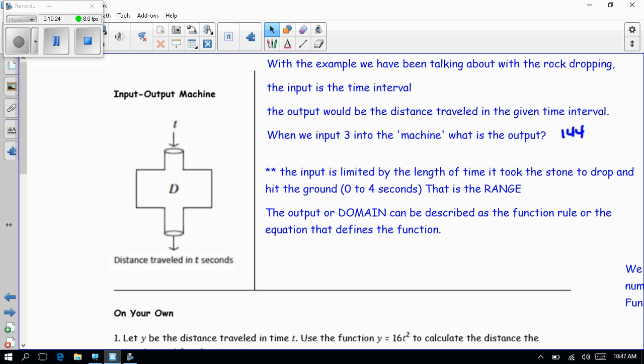It wouldn't make sense for us to continue timing after the stone hit the ground, because what we were trying to determine was how fast the stone was traveling at specific intervals between when it started and when it stopped. So the start and stop time would be the range. The output or domain, as it can be described, is the function rule or the equation that defines the function.